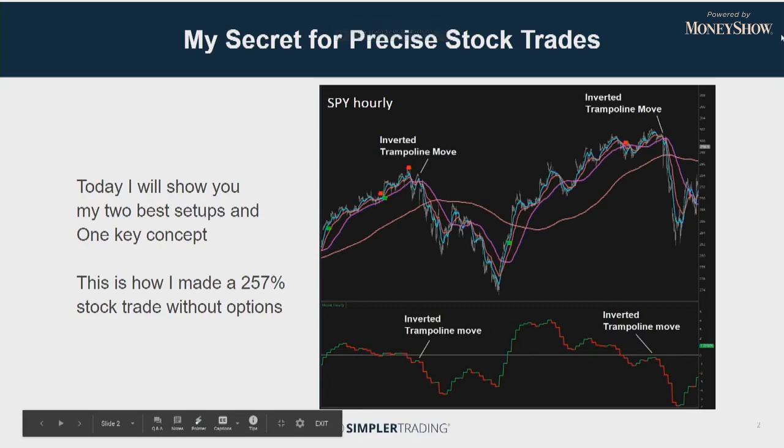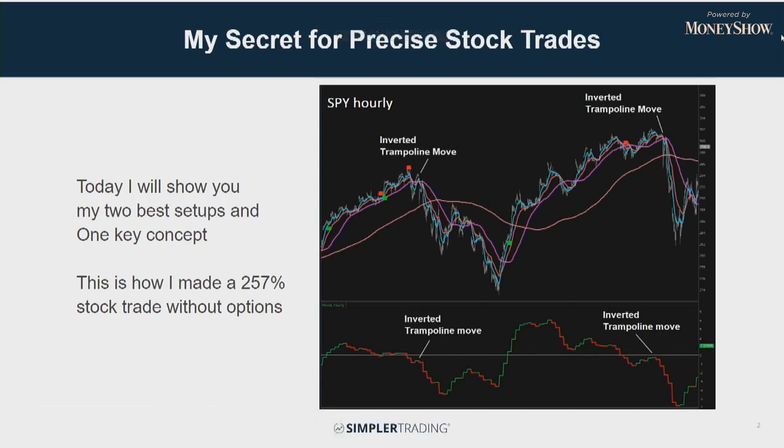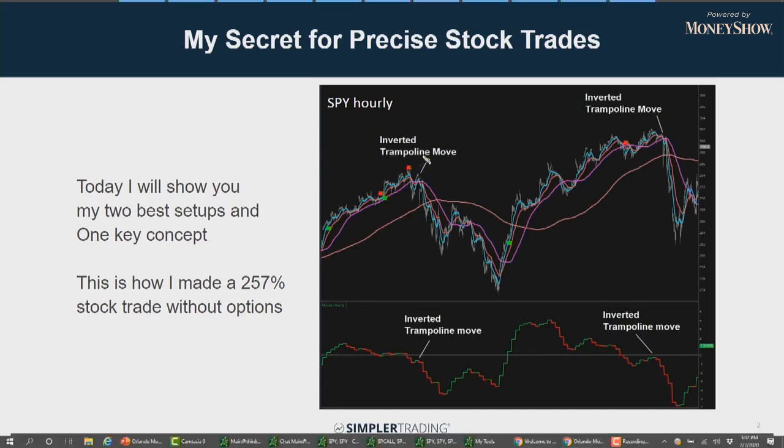All right, so this is the S&P hourly. It's actually kind of recent. You guys probably recognize this pattern. What we're looking at is what I call the inverted trampoline move. It's just a name that I've coined. Basically, on the hourly chart, when price goes over the 50, but the Moxie indicator, the magenta colored line, the purple colored line, is below 0, you get a very, very strong move to the downside.